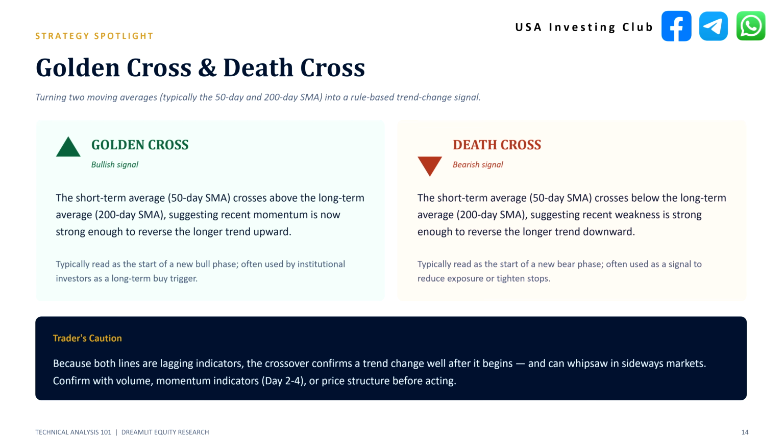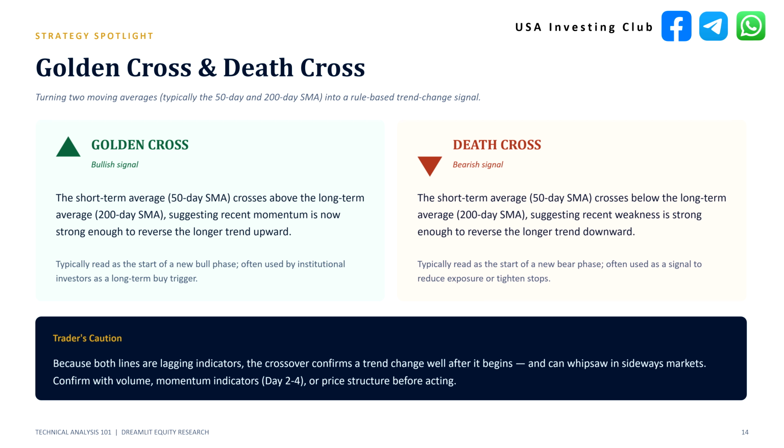Now we turn two moving averages into one genuinely actionable, rule-based signal, typically the 50-day and the 200-day SMA. The golden cross is a bullish signal. The short-term 50-day average crosses above the long-term 200-day average, suggesting that recent momentum is now strong enough to reverse the longer trend upward. It's typically read as the start of a new bull phase, and it's used by institutional investors as a long-term buy trigger.